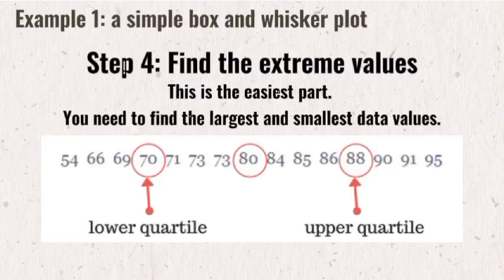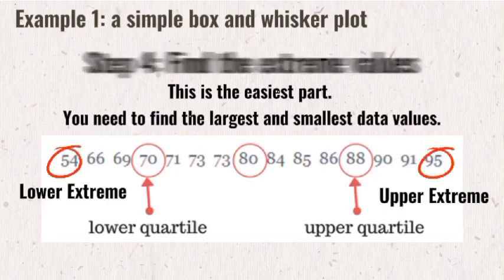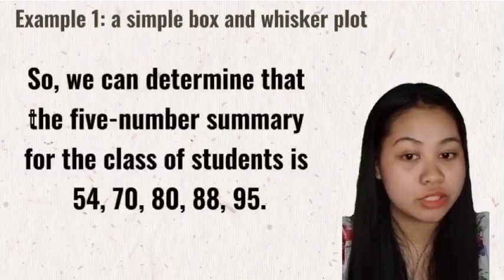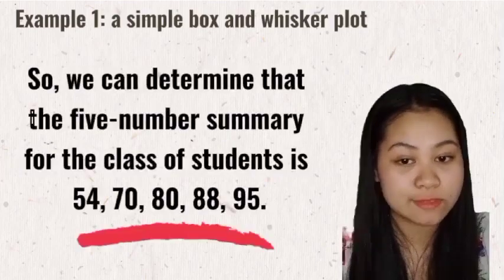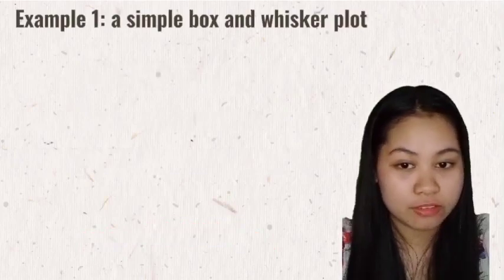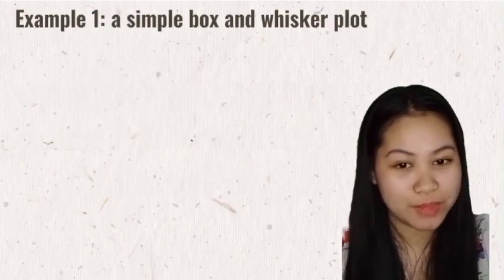This is the easiest part. You need to find the largest and smallest data values. Extreme values are 54 and 95. So, we can determine that the 5-number summary of the class of students is 54, 70, 80, 88, and 95. Now, we are absolutely ready to draw our box and whisker plot.